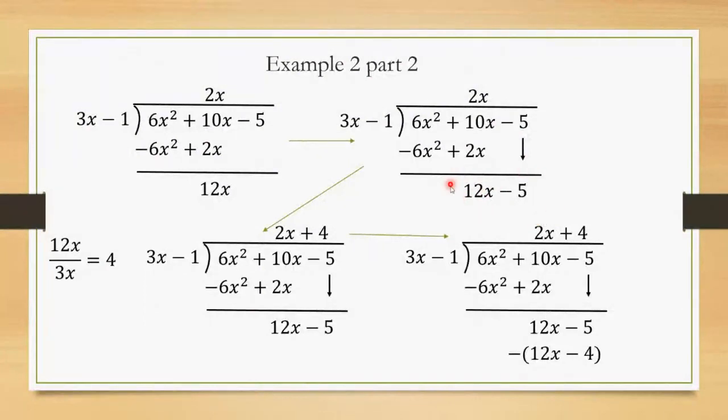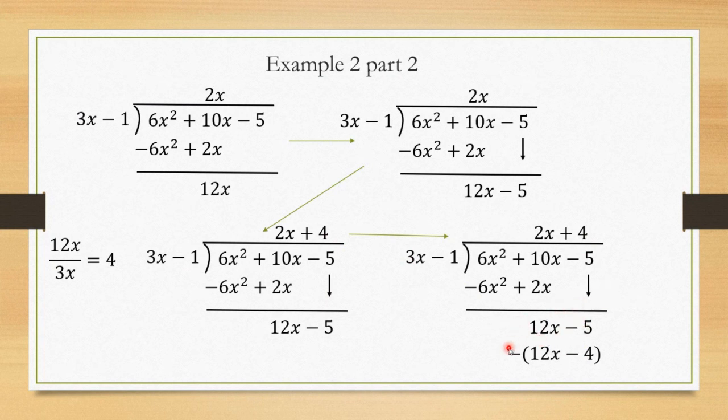This is our new dividend. Okay, so we have 12x over 3x. As you can see, the x is canceled. 12 over 3 is 4. So the 4 goes up here. So what happens next? We do 4 times the divisor, and we have to subtract the product. That's what I'm doing here. 4 times 3x minus 1, that's 12x minus 4. And we're subtracting that product, as you can see.